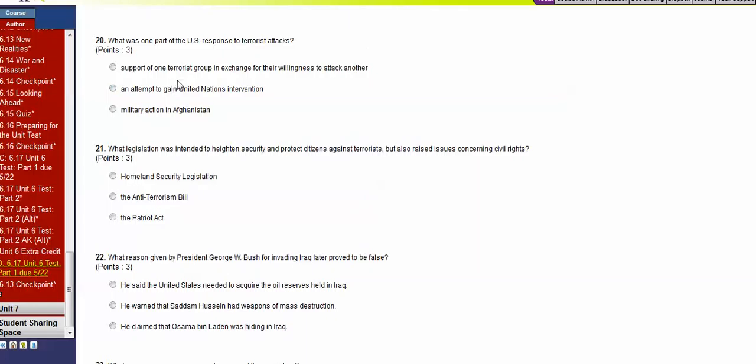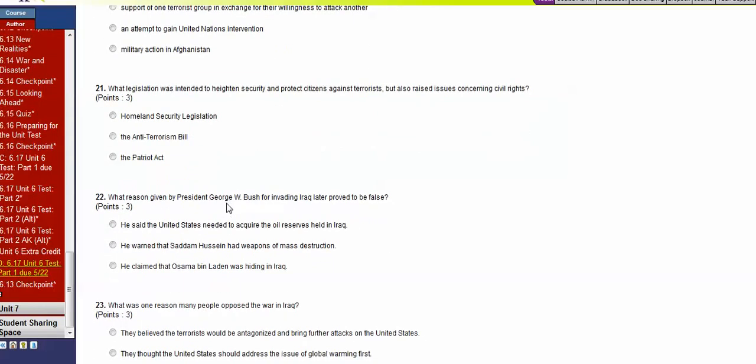Number 20, what was one part of the U.S. response to terrorist attacks? Was it support of one terrorist group in exchange for their willingness to attack another, an attempt to gain United Nations intervention, or military action in Afghanistan? Number 21, what legislation was intended to heighten security and protect citizens against terrorists, but also raised issues concerning civil rights? Homeland Security legislation, the Anti-Terrorism Bill, or the Patriot Act?